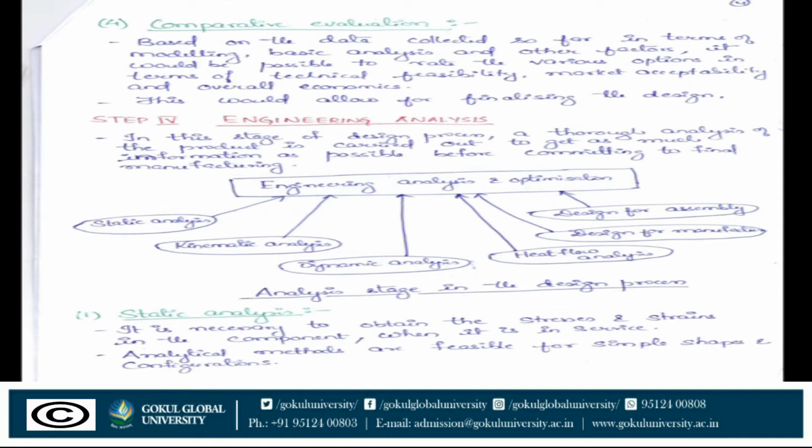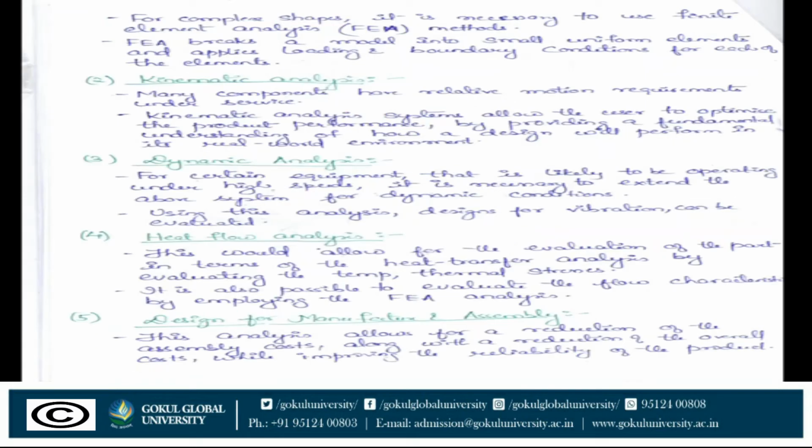First we have to complete a static analysis. What do you mean by static analysis? Static analysis is defined as the analysis necessary to obtain the stress and strain in the parts. Second is kinematic analysis. Many components have relative motion during the process, so you have to identify which motion is there. It may be rotary, it may be translatory, or it may be a different motion, so you have to identify those motions.